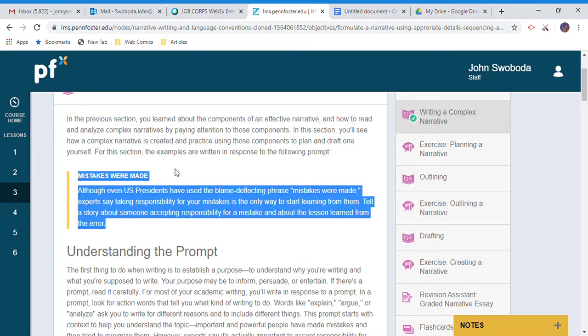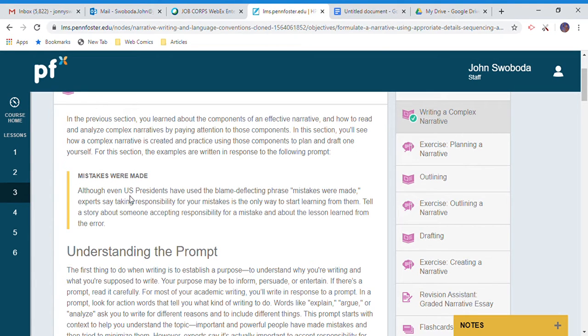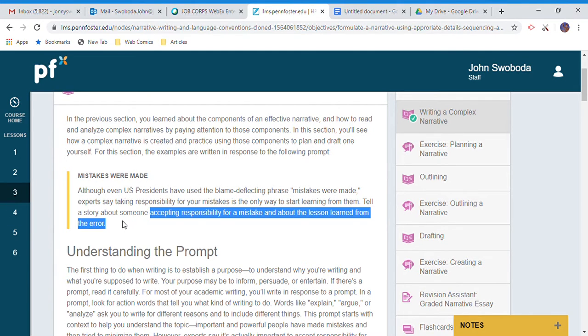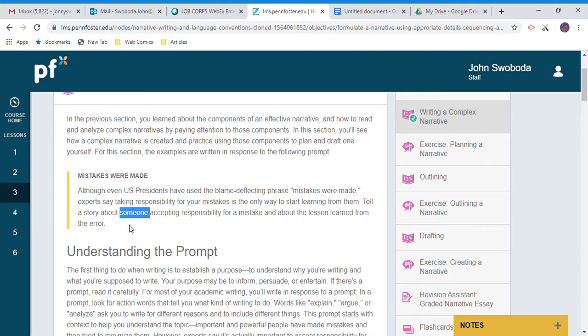Although even U.S. presidents have used the blame-deflecting phrase, mistakes were made, experts say taking responsibility for your mistakes is the only way to start learning from them. Tell a story about someone accepting responsibility for a mistake and about the lesson learned from the error. Here's your key: someone. Not you. It can be you, but it doesn't have to be you. It has to be about someone.